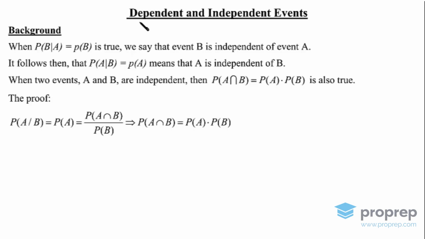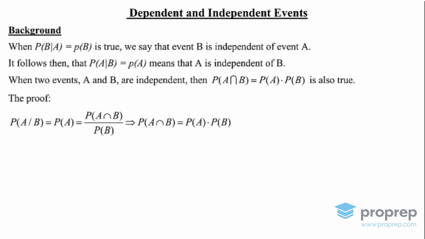In this section, we'll be talking about dependent and independent events. Now, when we look at the probability of B given A, if that equals the probability of B, we say that B is independent of A. And the opposite is true as well. If the probability of A given B equals the probability of A, that means that A is independent of B.